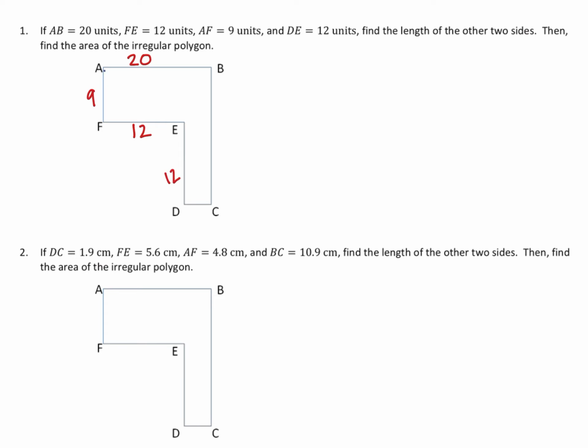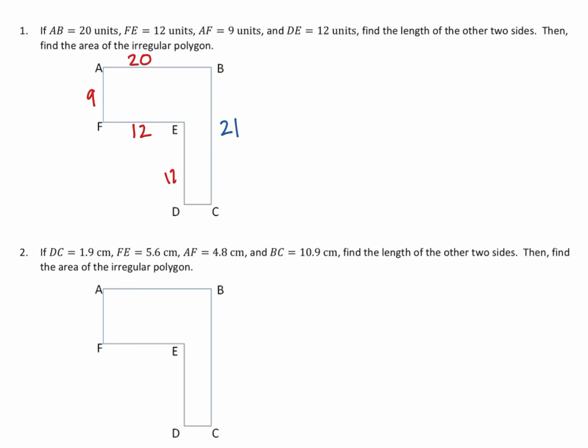Well, we know AF is 9 and DE is 12, so that total distance here is going to be made up of those two parts. Remember, we talked about those number bonds. If we have a part that's 12 and a part that's 9, the total is going to be those two added together, which is 21. So BC is 21. Now let's talk about DC.